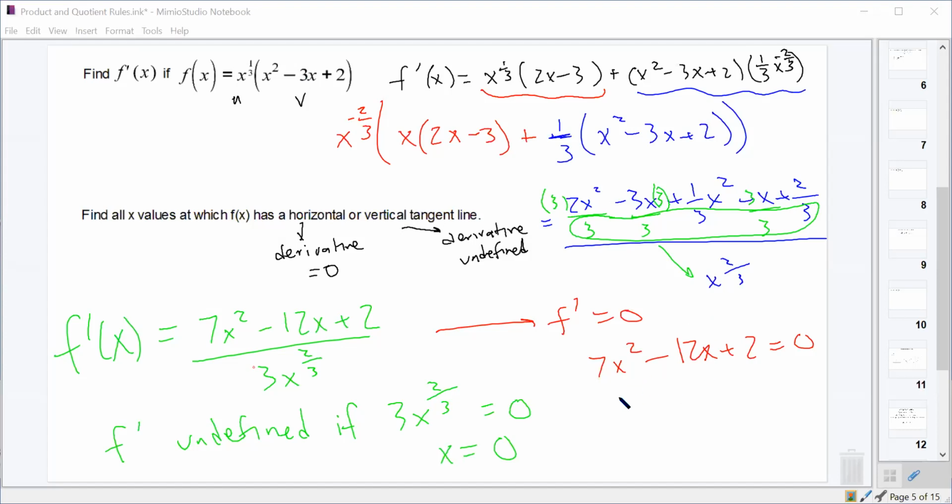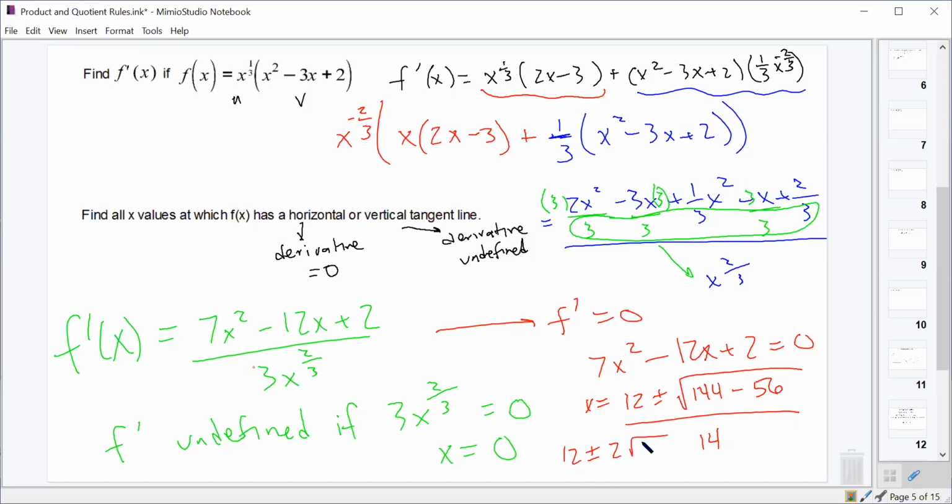So what is it? Does this factor or no? No, it doesn't. So x equals 12 plus or minus, using the quadratic formula, the square root of 144 minus 4 times 7 times 2. And 144 minus 56 is what? That's 88. And we can take what out of 88? Just a 4, right? So this becomes 12 plus or minus 2 root 22 over 14. Or x equals 6 plus or minus root 22 over 7. Where we have horizontal tangent lines. Good or no?